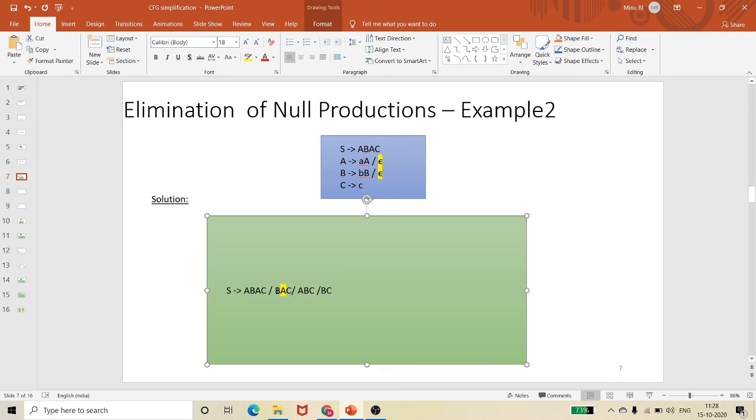So again, now let me make it non-clear. So now we have this new production. So here in this place, if I am substituting epsilon over here, again I will be getting BC, which I have already written.